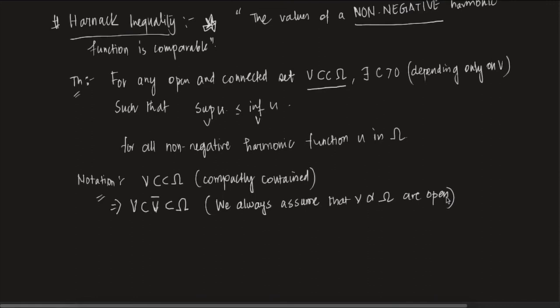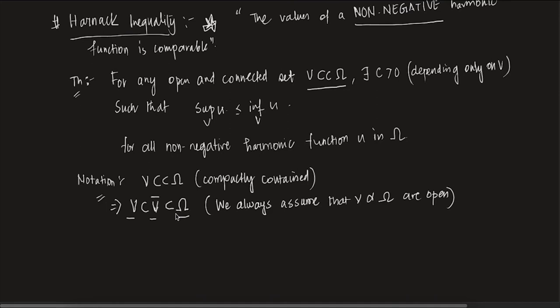Just think about it for 5 seconds, what I am trying to say. Think of omega open, V open, and V bar such that V is contained in V bar, of course this is always true, but such that V bar is contained in omega. Take 5 seconds, think about what I just said.